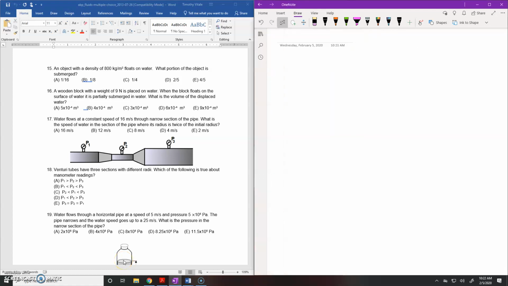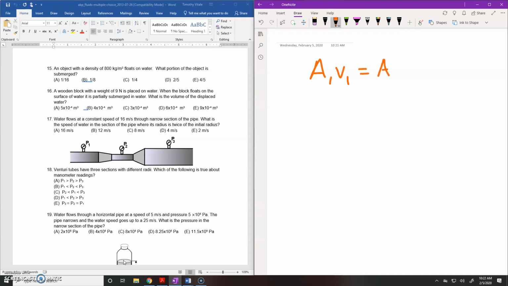Sorry about the last part of the last video, but let me do number 17 real quick for you, and I'll do it a little bit slower. It says water flows at a constant speed of 16 meters per second through a narrow section of the pipe. What is the speed of the water in the section of the pipe where the radius is twice that of the initial radius? So you need this equation in order to understand it.